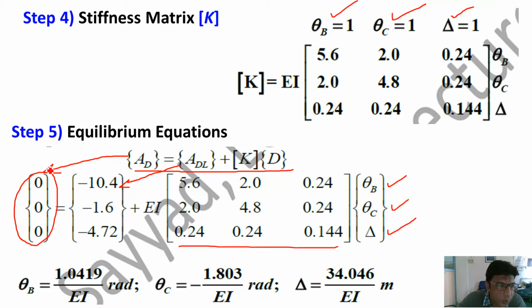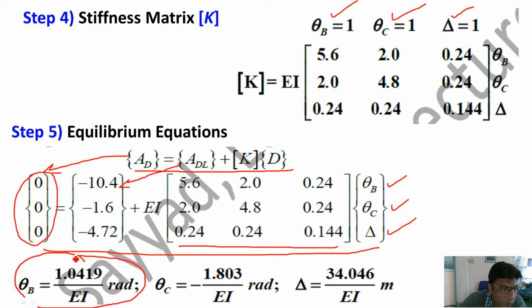So if you substitute AD from the first step, ADL from the second step, then the K matrix, and solve these three equations with three unknowns in your calculator, you will get theta b equal to 1.049419 upon EI, theta c equal to minus 1.803 upon EI, and delta equal to 34.046 upon EI. These are the final kinematic unknowns.